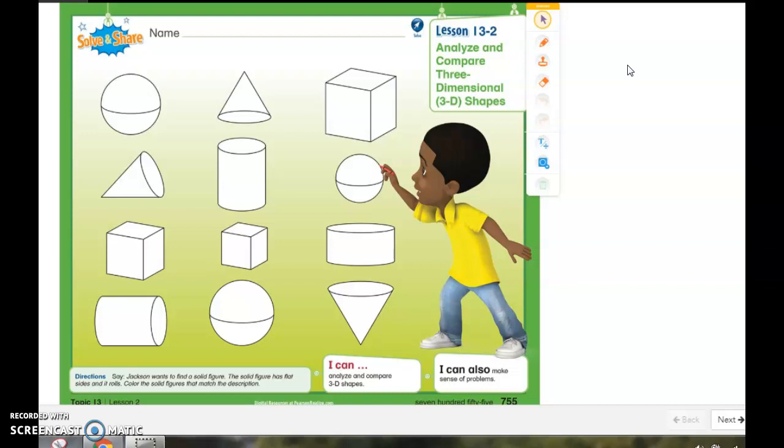Okay. So Jackson is looking at all these solid shapes. He wants to find something. Okay, I'm looking at the directions. A solid figure has flat sides and rolls. So we're going to color the ones that have flat sides and they can roll. So I want you to think about that while I'm picking my tools. Which shapes can roll? So why don't we put an X on the things we know cannot roll? How does that sound? Let me make my marker a little smaller.